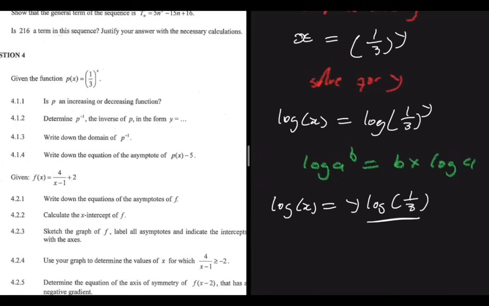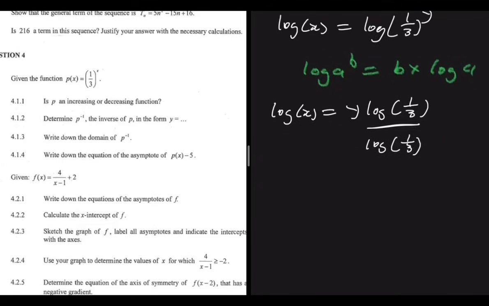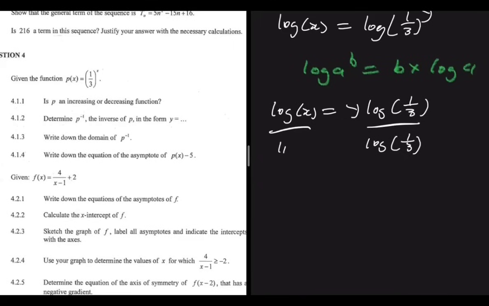So we can go ahead and divide both sides by log of 1 divided by 3 in an attempt to isolate y. If we do that, we're going to end up having y equal to log of x base 1 divided by 3. And that is the inverse of p of x.